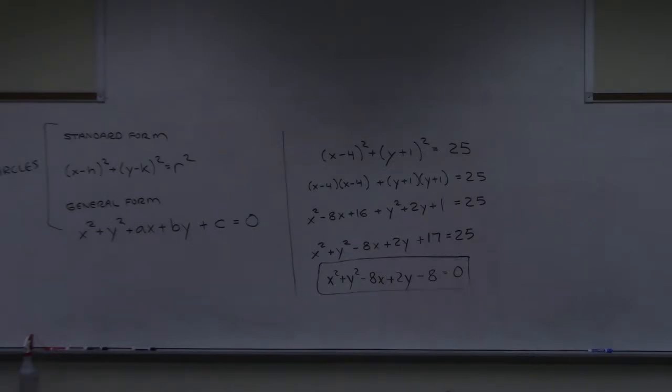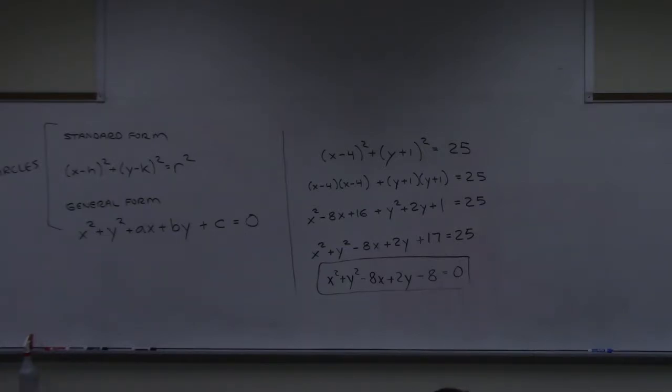So really, if you're trying to explain to somebody how to get from standard form to general form with the circle, you just say what? Expand. Just expand out your factors here. Expand that out, expand that out. Once you expand that out, you're done, right?